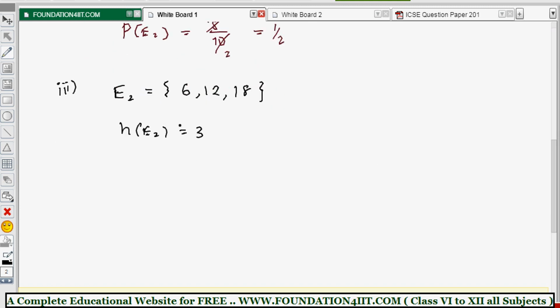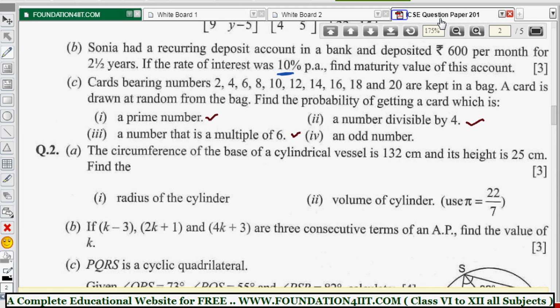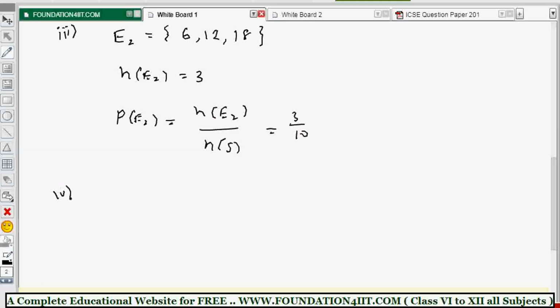Then the probability of this event is n of E2 by n of S, favorable outcomes by all possible outcomes, that is 3 by 10, right? And the last one is here, an odd number. So just take the odd number. The card drawn is an odd number, favorable cases is E4. So E4 is here.